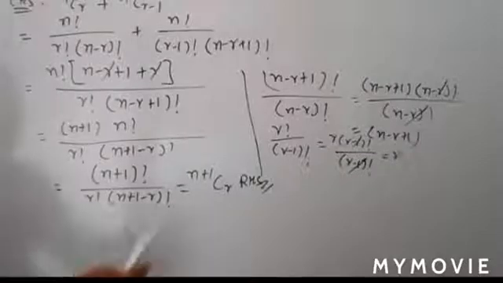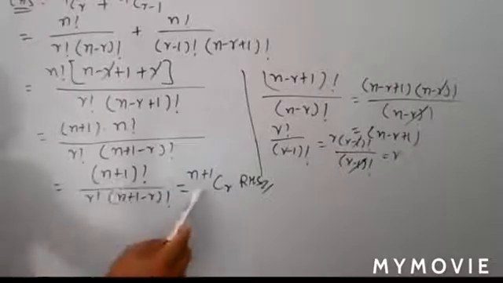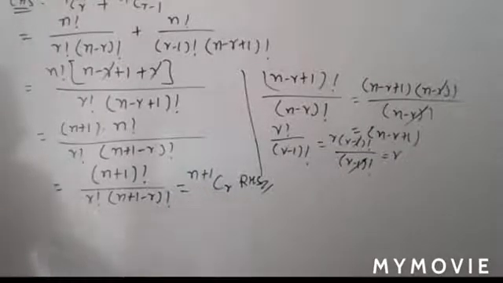Yeah. So in this way, here you see that is equal to (n plus 1)Cr. Everyone getting? Yes, sir. Okay. Yes, sir. Done.